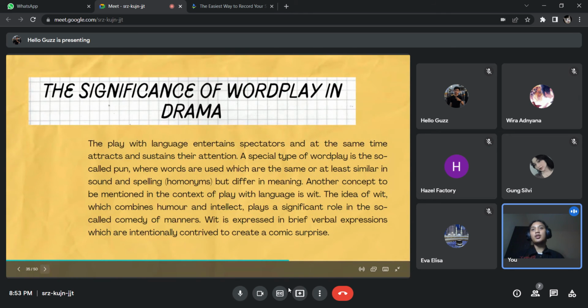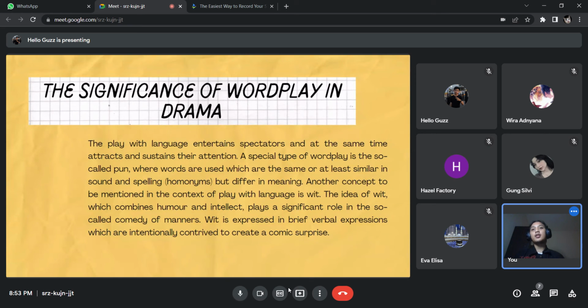And the last point is the significance of wordplay in drama. The play with language entertains spectators and at the same time attracts and sustains their attention. A special type of wordplay is the so-called pun, where words are used which are the same or at least similar in sound and spelling, otherwise known as homonyms, but differ in meaning. Another concept to be mentioned in the context of play with language is wit. The idea of wit, which combines humor and intellect, plays a significant role in the so-called comedy of manners. Wit is expressed in brief verbal expressions, which are intentionally contrived to create a comic surprise.